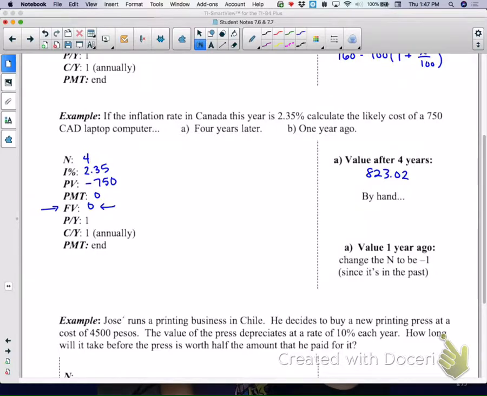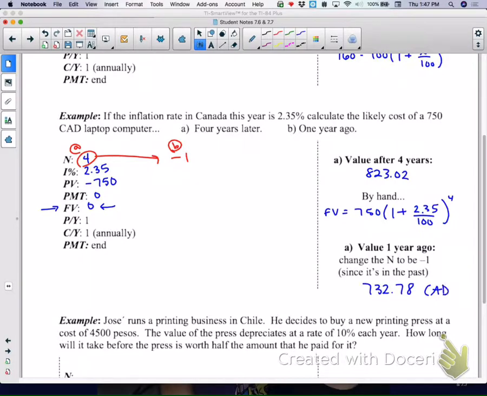We end up with $823.02 Canadian dollars. By hand, 750 times 1 plus 2.35 over 100 to the 4th power, okay, because we are doing it for 4 years. Just make sure that decimal place is obvious there, okay? All right, now, what about 1 year ago? You're going backwards. So in this case, you're going to change this 4 to be a negative 1. Okay, so this is for part A, this is for part B. So ahead of time, positives, backwards in time, negative.